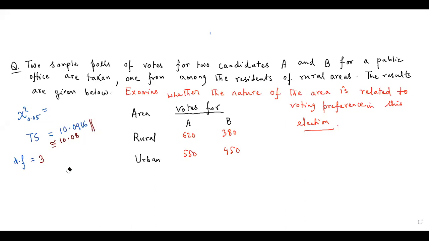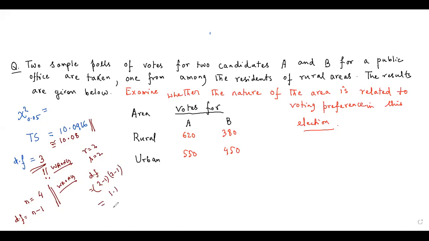Previously Aniket has given me the value of degree of freedom to be 3, which is wrong. It is because he considered 4 values, n equal to 4, and he used the degree of freedom formula n minus 1. Rather, it should not be. It is a contingency table. Here r equal to 2, here s equal to 2. So your degree of freedom has to be 2 minus 1 into 2 minus 1, which is 1 into 1, which is 1. So degree of freedom is 1 over here.